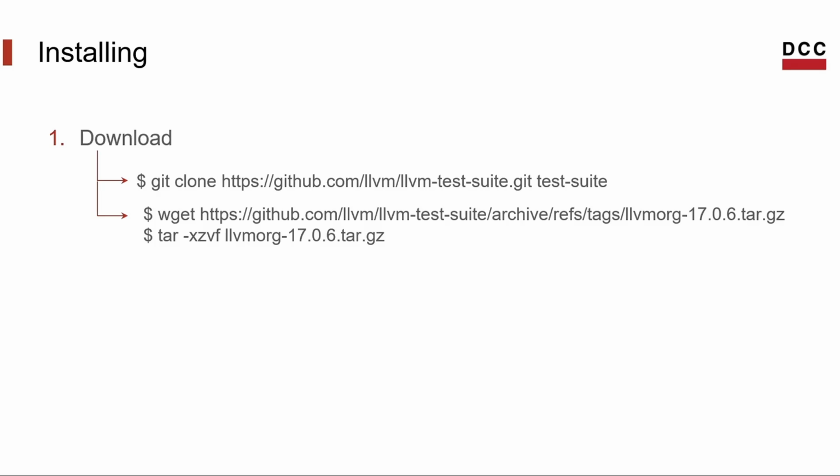And about the downloading process, there are two ways to download the test suite. The first one is cloning the repository on GitHub, and the second one is using wget and extracting the tar.gz. In this process, make sure to download a compatible version of the test suite according to your compiler. So if you're using LLVM compiler version 17, clone or check out version 17 of the suite, or download the tar.gz of version 17.